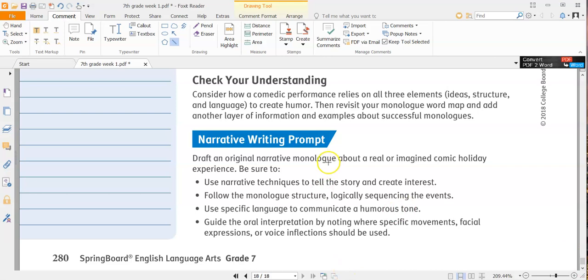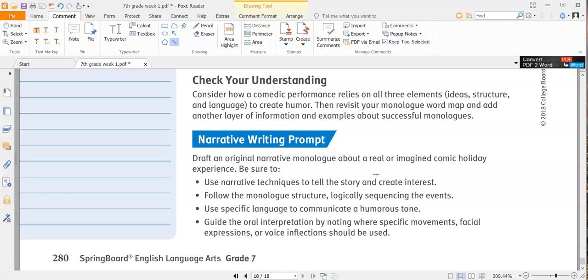So here, the final thing to do for this week is to draft an original narrative monologue about a real or imagined comic holiday experience, okay? Be sure to, 1, use narrative techniques to tell the story and create interest. 2, follow the monologue structure, logically sequencing the events. And 3, use specific language to communicate a humorous tone. 4, guide the oral interpretation by noting where specific movements, facial expressions, or voice inflection should be used. So that's kind of like how we did with the poetry in Activity 4.2, okay?